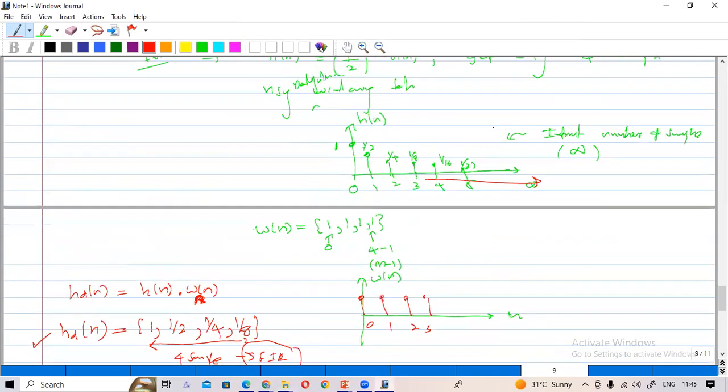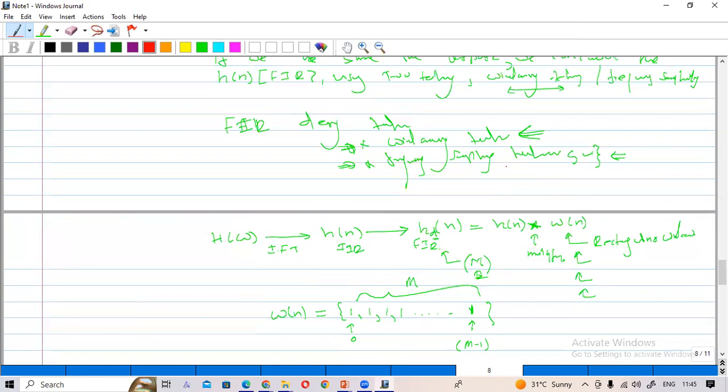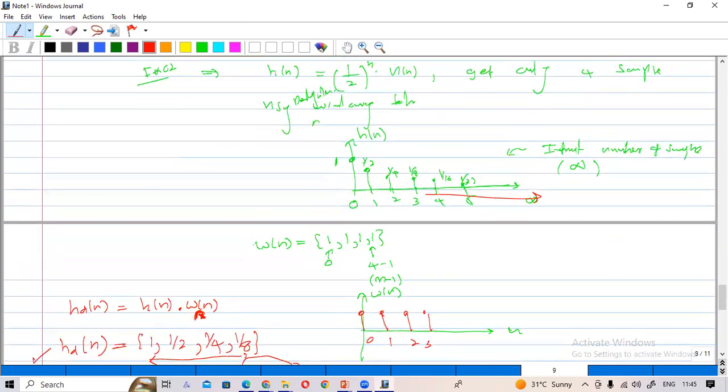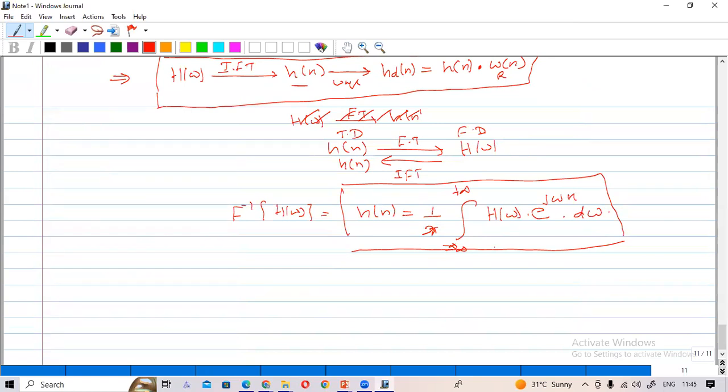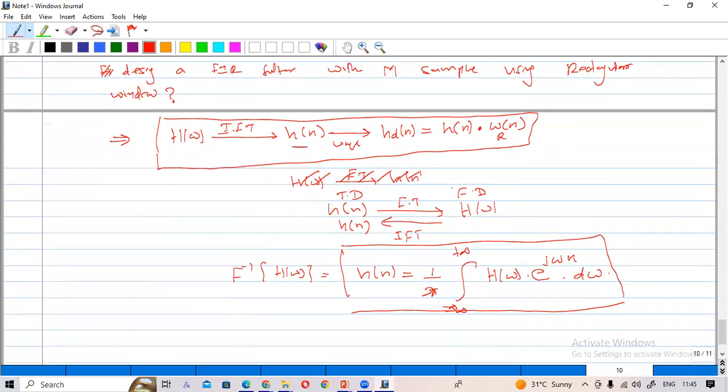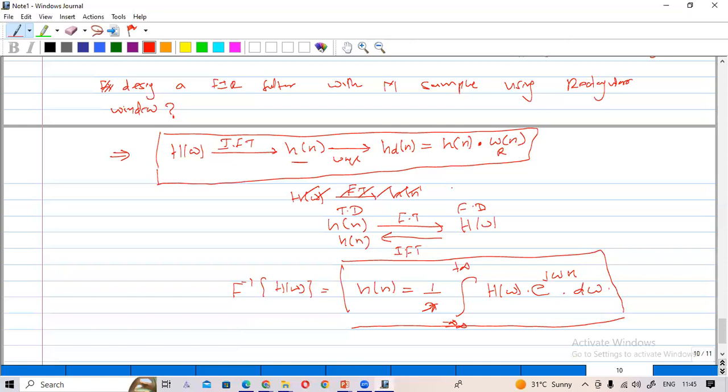As I told you, there are two types of filter design. One is the frequency sampling method. In these techniques, we use the discrete Fourier transform rather than the inverse Fourier transform. But that part will not be covered. Only this one is enough to be familiar with the windowing technique.